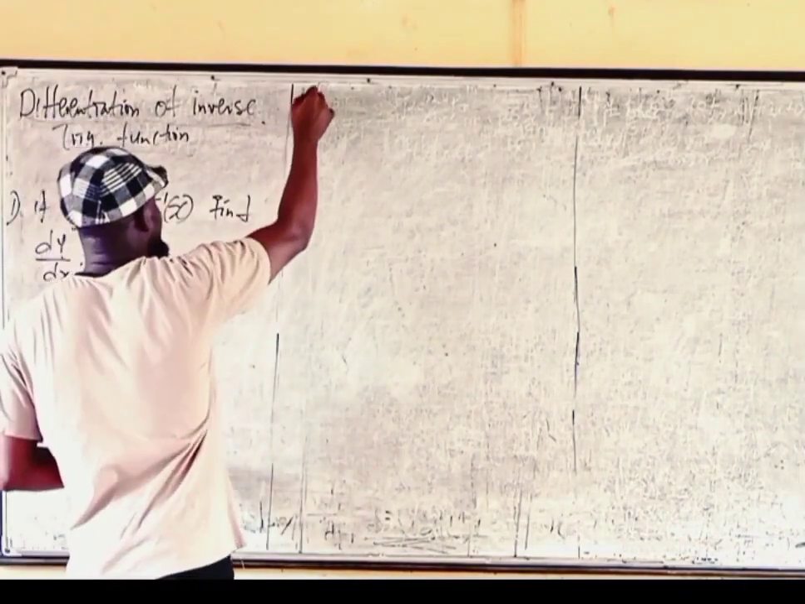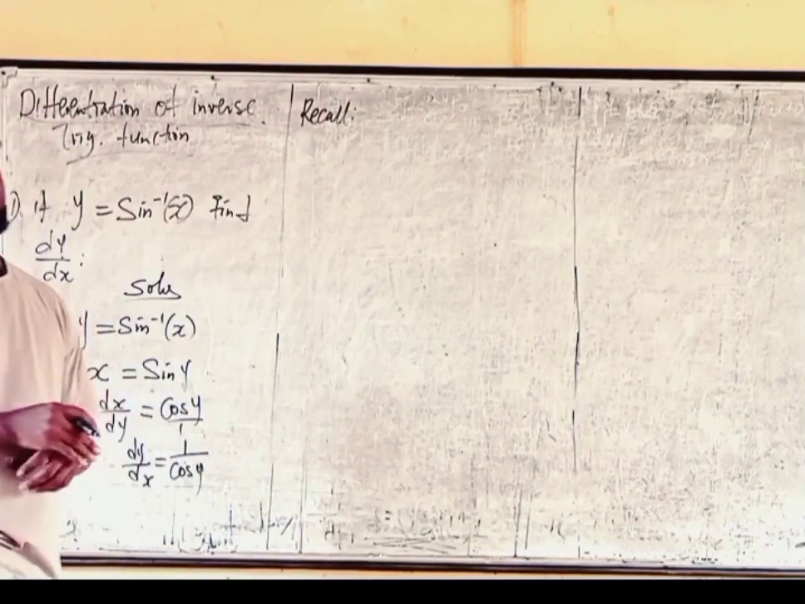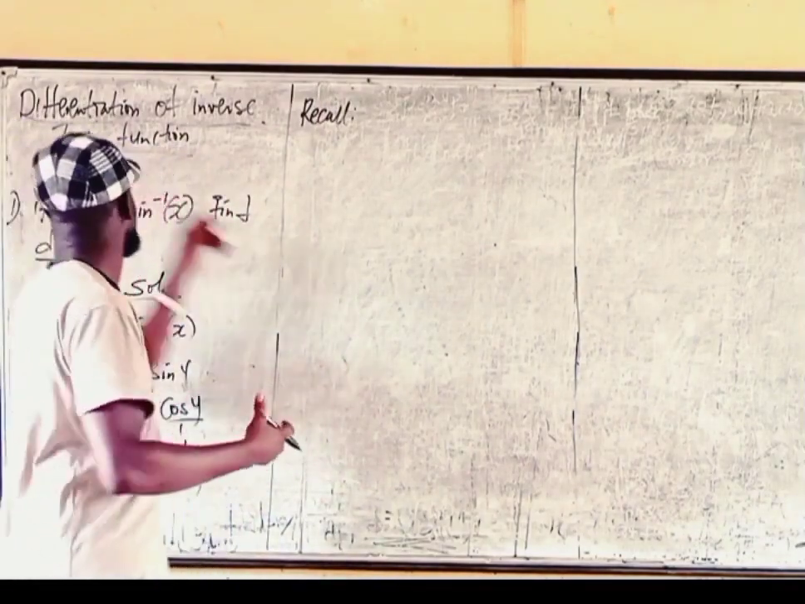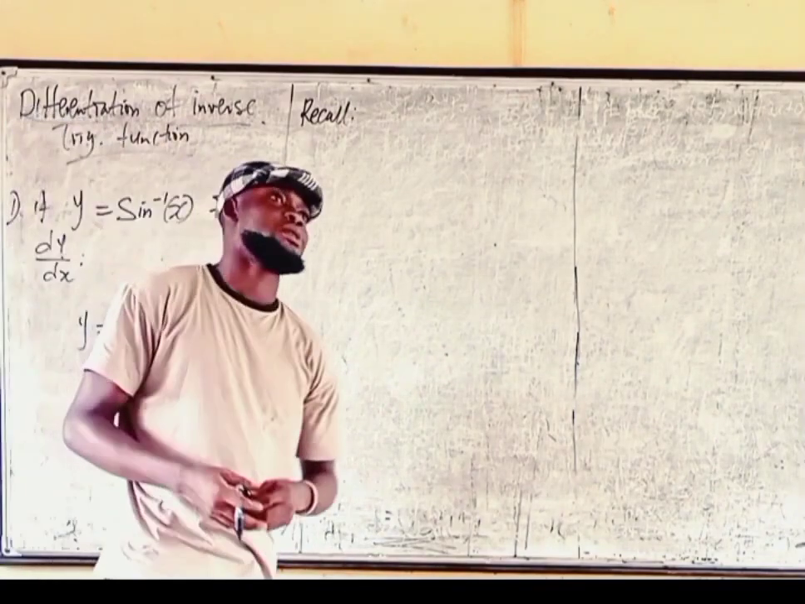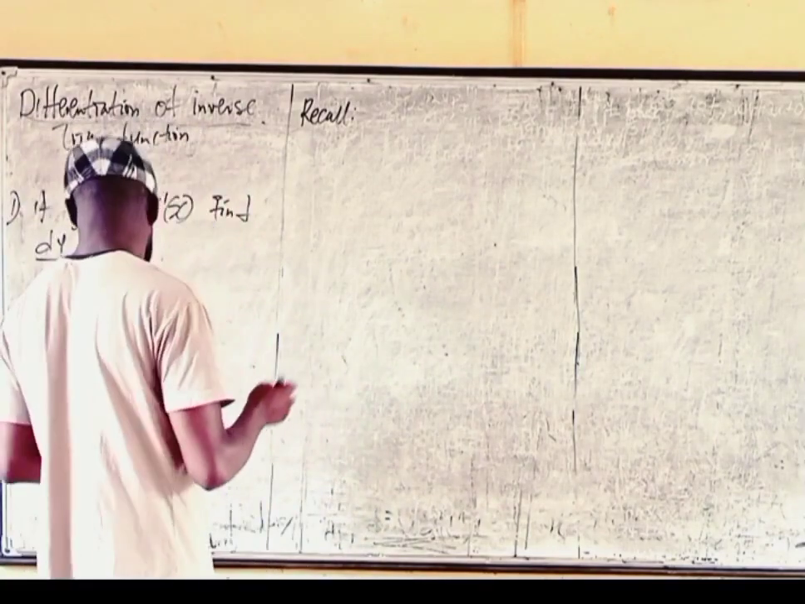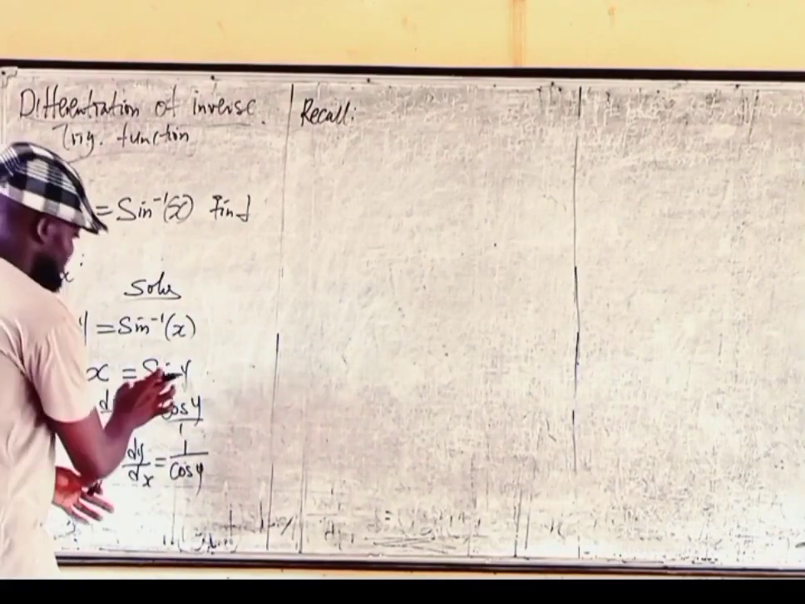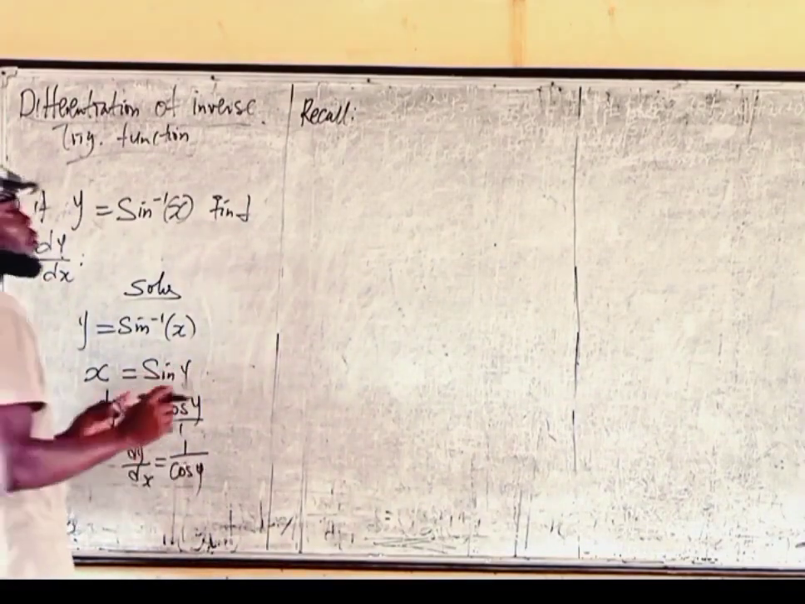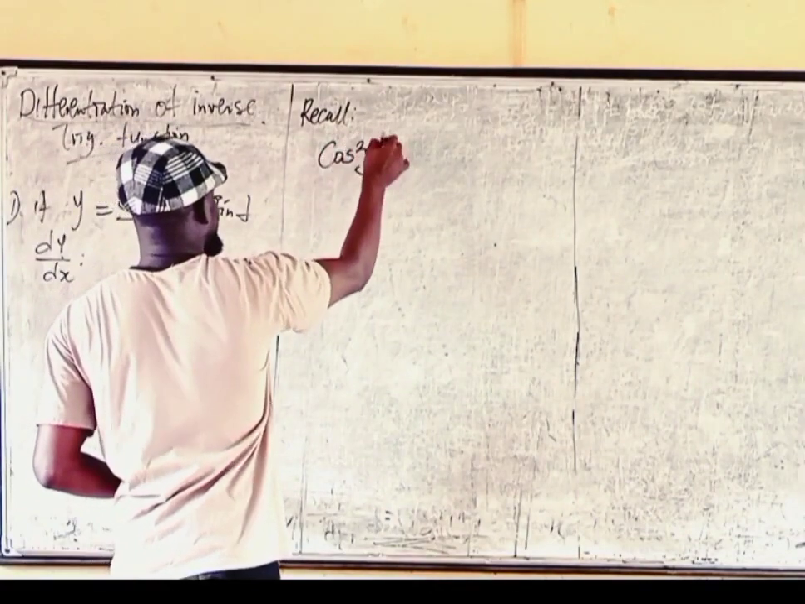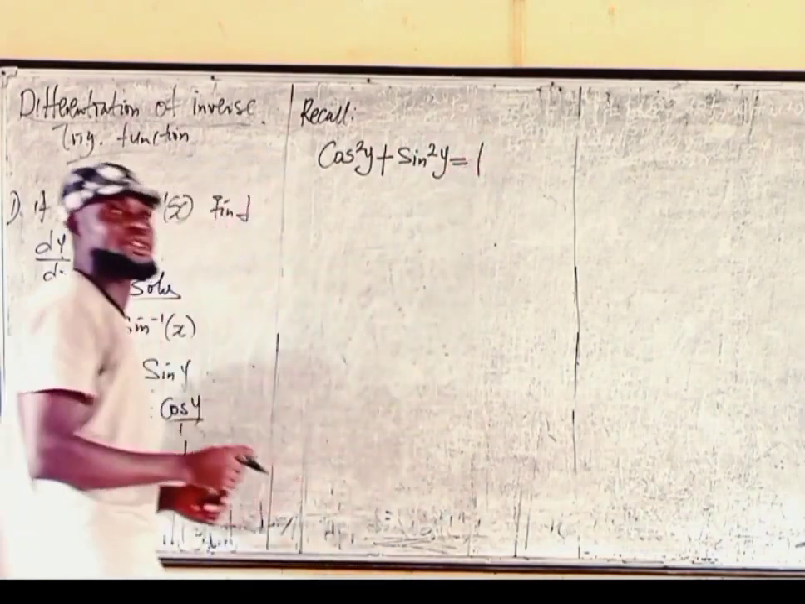We're going to recall something from trig identity. Trig is an abbreviation for trigonometry. Now, what identity relates sine and cos together? One of them is that cos square y plus sine square y should be equal to 1, from trig identity.